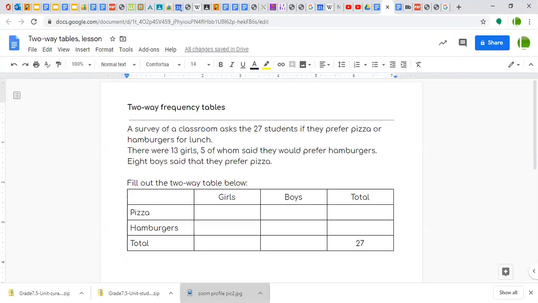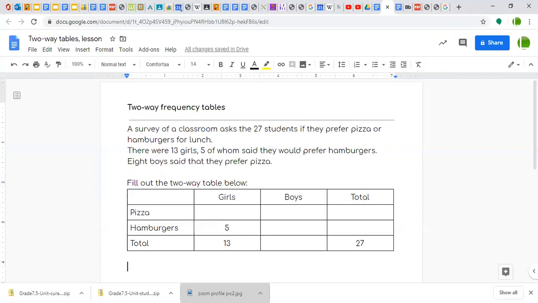Then it says there were 13 girls, 5 of whom said that they would prefer hamburgers. So I know that there's a total of 13 girls. And I know those 13 girls, it makes no difference whether they want hamburger or pizza. It's 13 total. So I've got 13 total here. And then it says 5 of them prefer hamburgers. So I can go up here and put a 5, and I've got 2 pieces of information there.